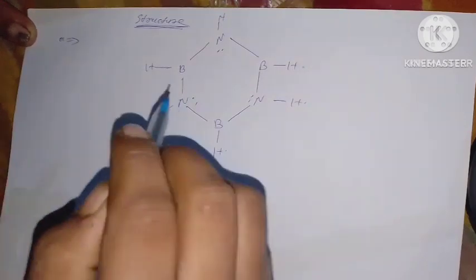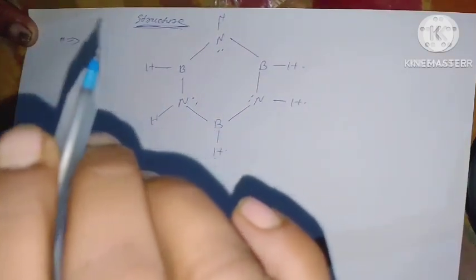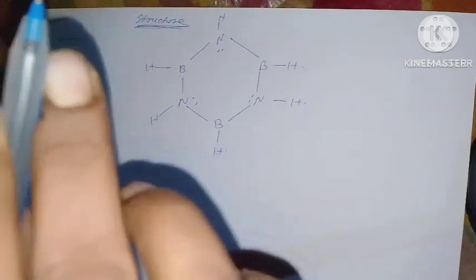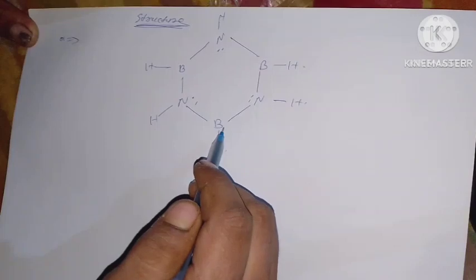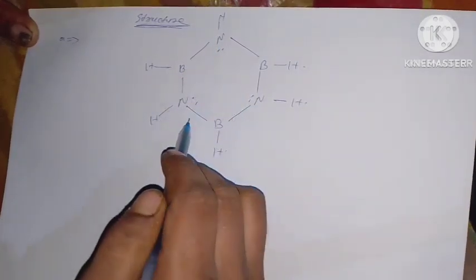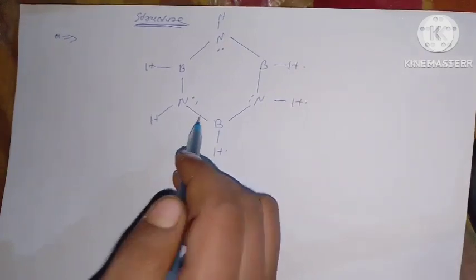Okay. In borazole, 6 carbon atoms of benzene are replaced by 3 boron atoms and 3 nitrogen atoms. Thus the total number of valence electrons in borazole and benzene are equal.